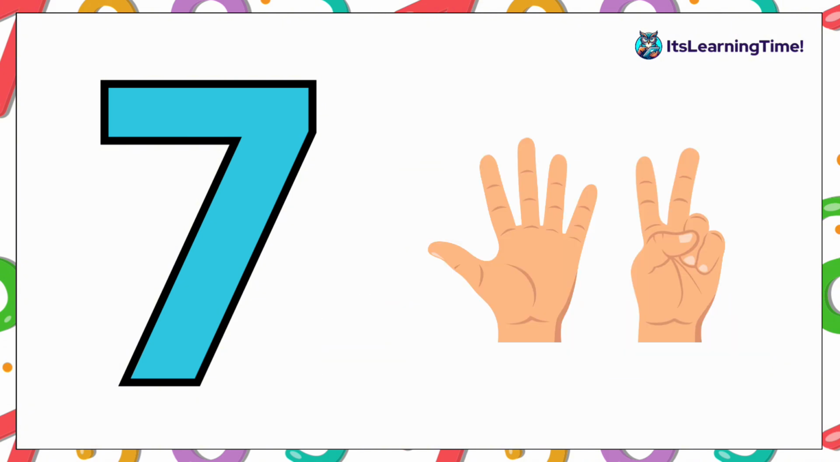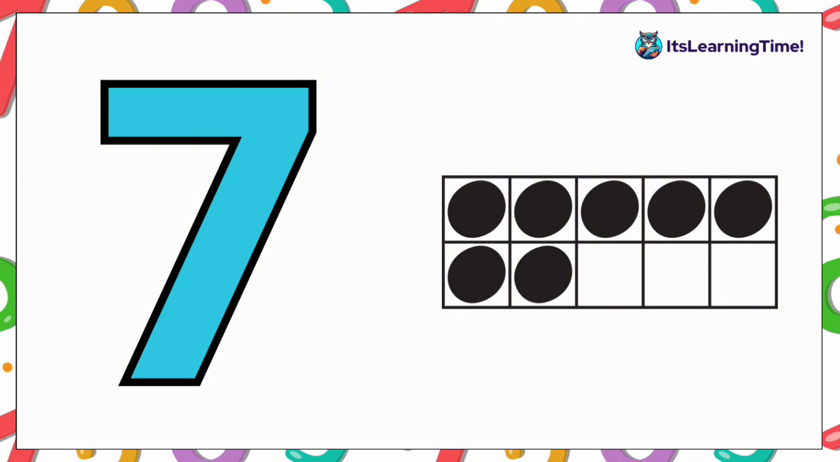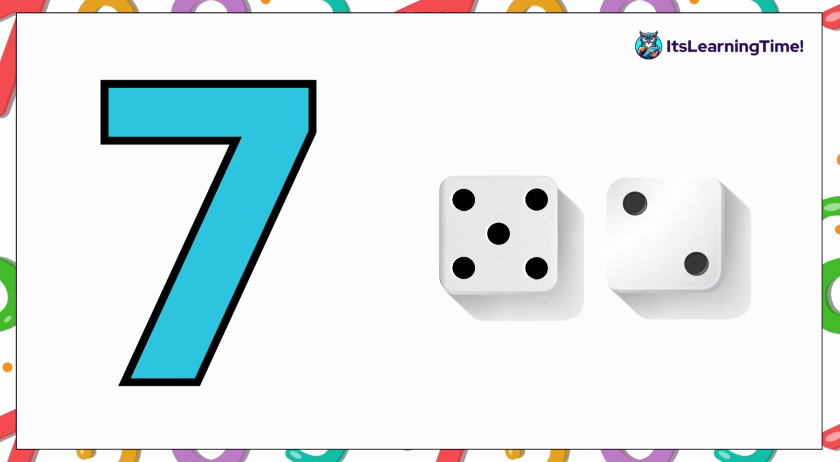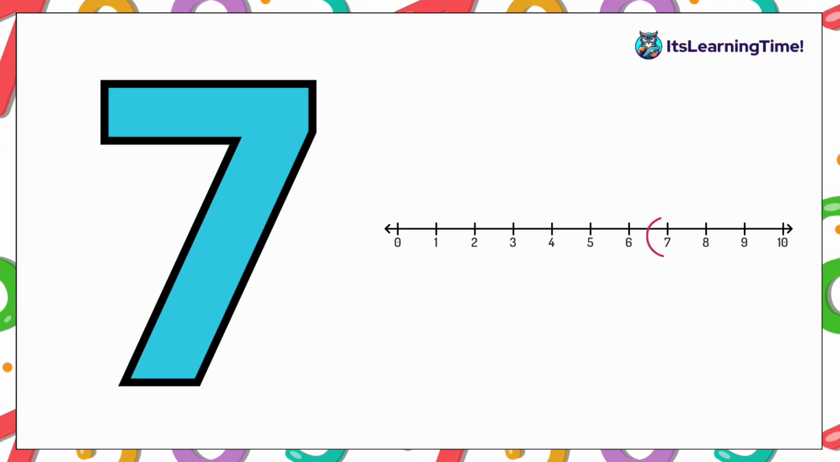We have 7 fingers. Here we have 7 on a 10 frame. And here is 7 on the dice. We have 7 on a number line.